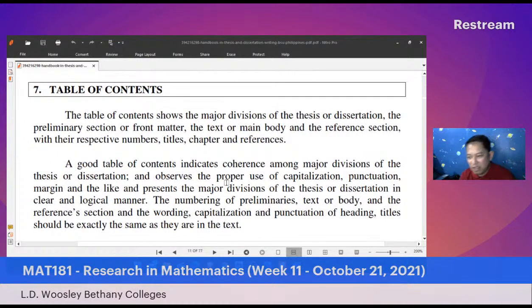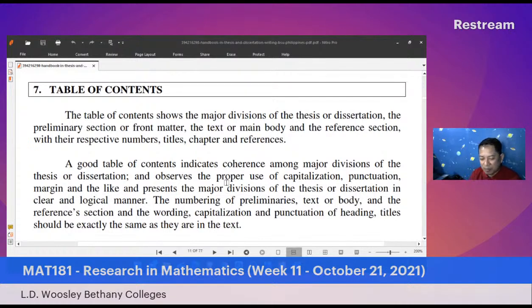Table of contents shows the major division of a dissertation or research: the preliminary section or front matter that we have discussed a while ago, the text, which is the body, the actual research, and the reference section, with their respective numbers, titles, chapters, and references. A good table indicates coherence among major divisions of a research or dissertation and observes proper use of capitalization, punctuation, and margin, and presents the major divisions of a thesis in a clear logical manner.